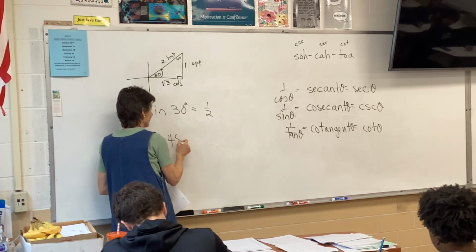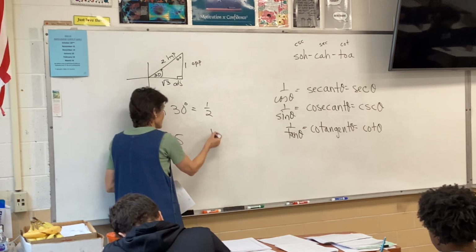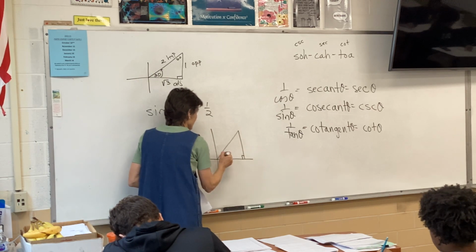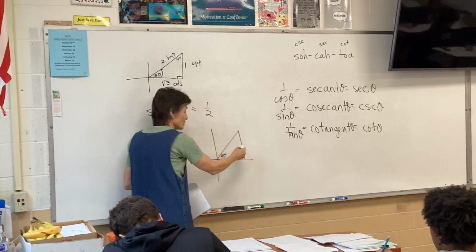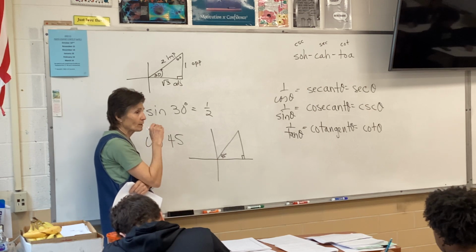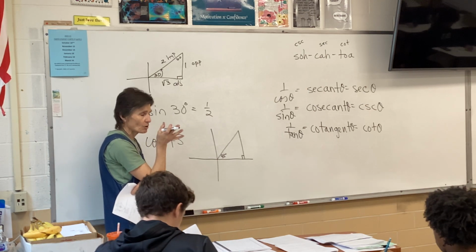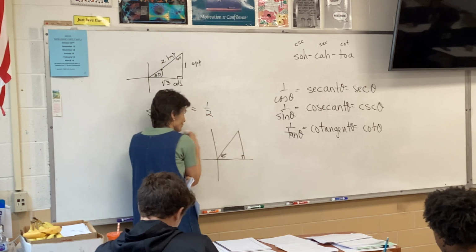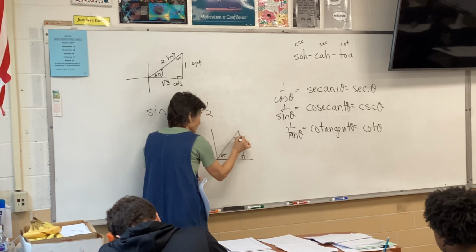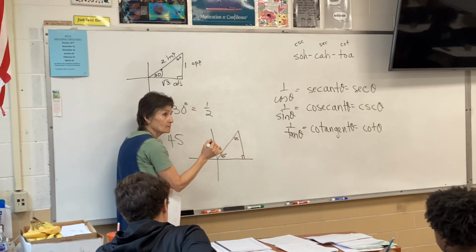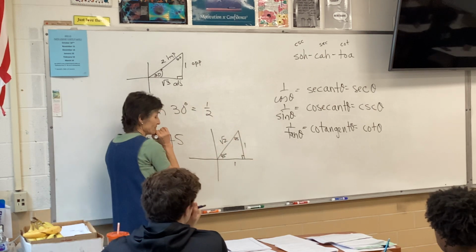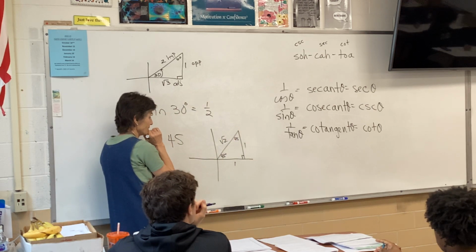Cosine 45. Same thing. Draw a 45-degree angle and drop a perpendicular so that you've got a triangle. If we're going to have opposite, adjacent, hypotenuse, we need a triangle. So we'll just drop that perpendicular straight down. Now I have a 45, 45, 90, right? So the sides are 1, 1, root 2. I have to have those memorized if I don't already.